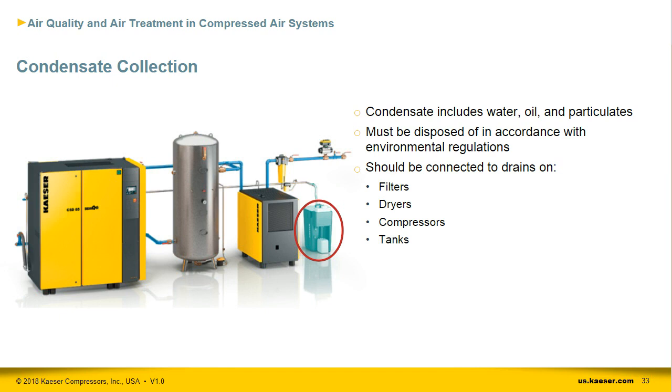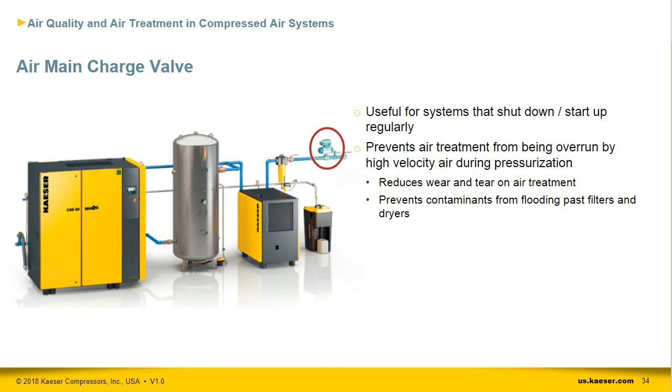The final component in our air treatment lineup is the air main charging valve. This valve essentially provides a controlled pressurization during startup to prevent high-velocity air from overrunning air treatment components. It's useful for systems that are shut down and restarted regularly, for example, systems that run single or double shifts. It's also useful for systems that have a high air quality standard but run 24/7.